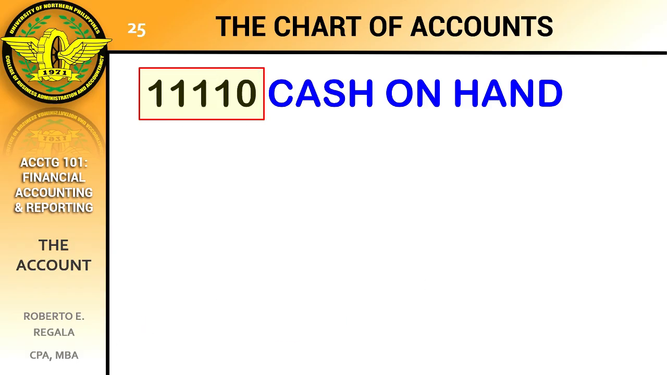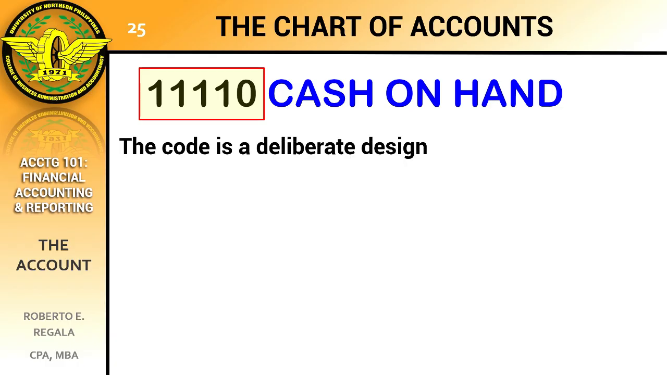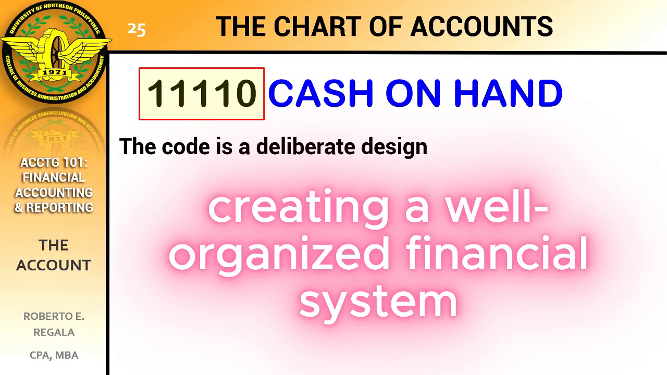Thus, in our analysis of the account code assigned to the cash account of cooperatives, we understood that the code is a deliberate design and it's not about just randomly assigning numbers. Why is this all so important? Well, it's all about creating a well-organized financial system.